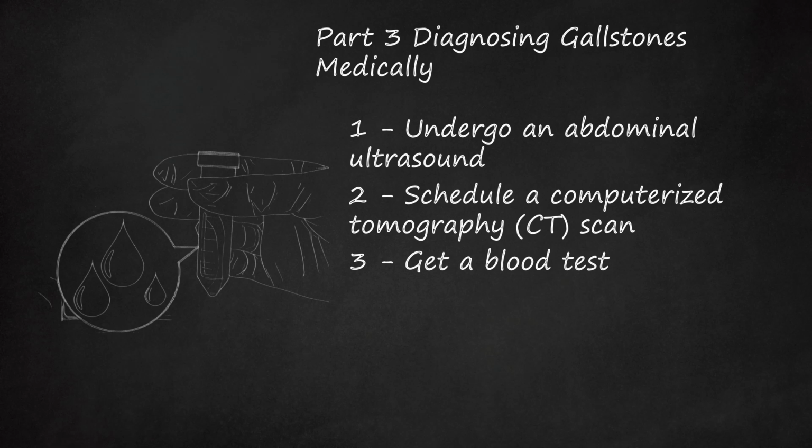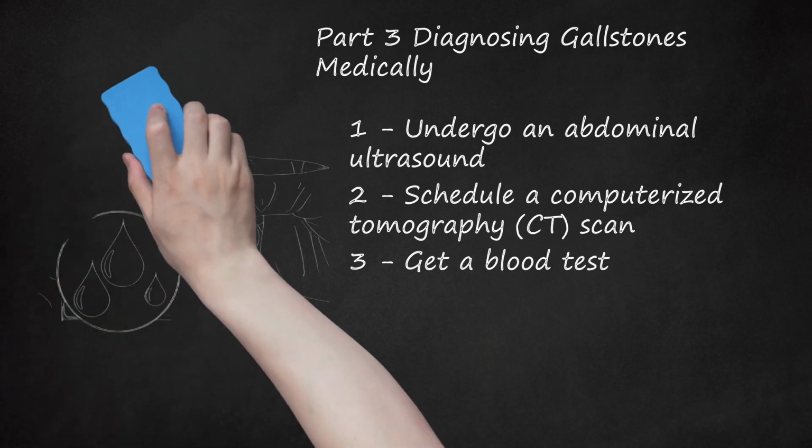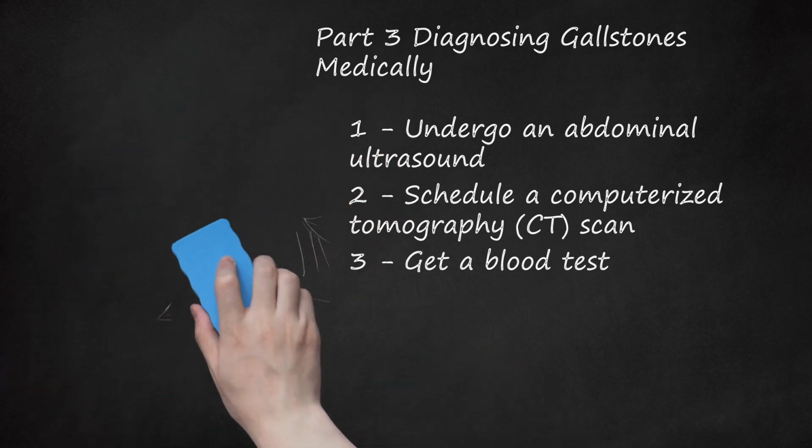Leukocytosis and elevated C-reactive protein are indicators that are associated with acute cholecystitis, an inflammation of the gallbladder that could be caused by gallstones. Your doctor may check these levels as well as the standard panel of electrolytes and complete blood count analysis.